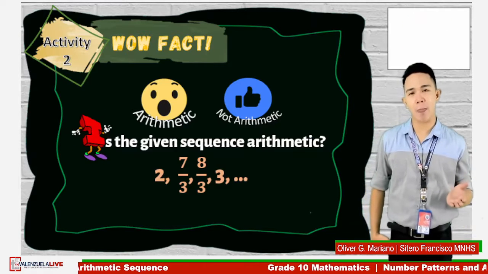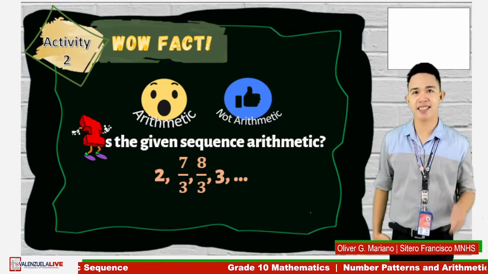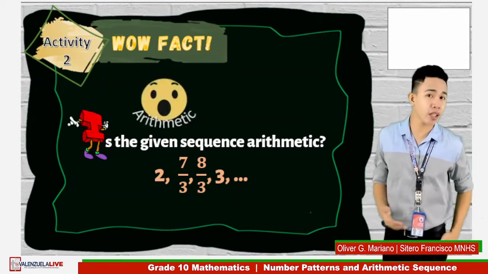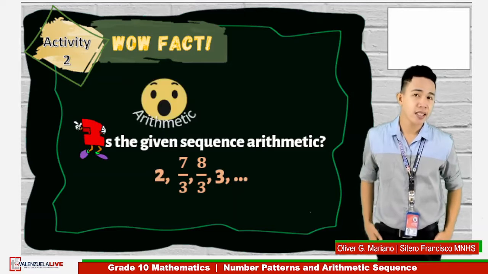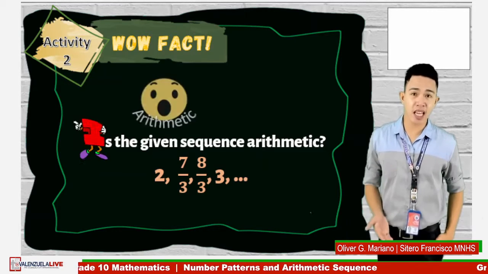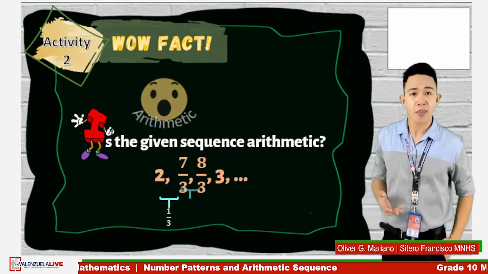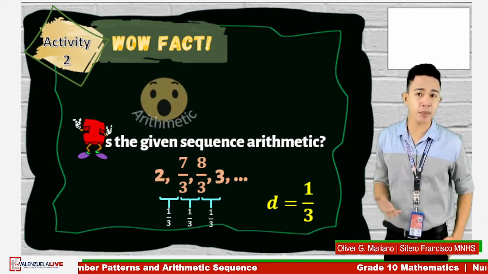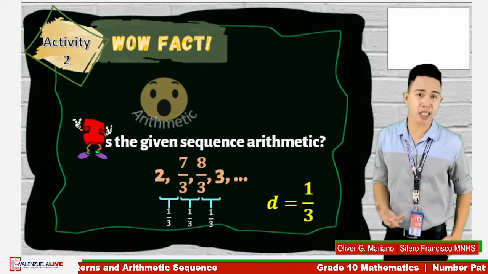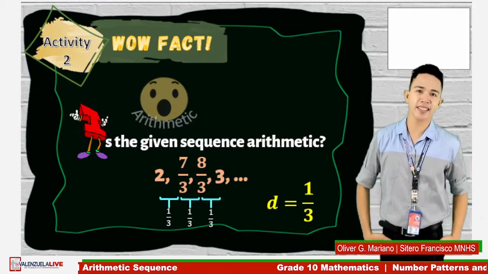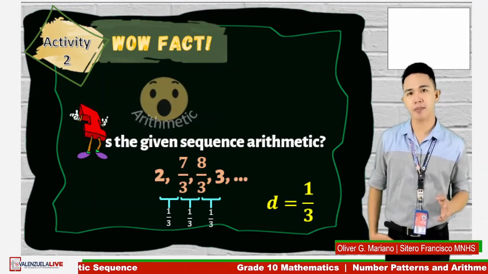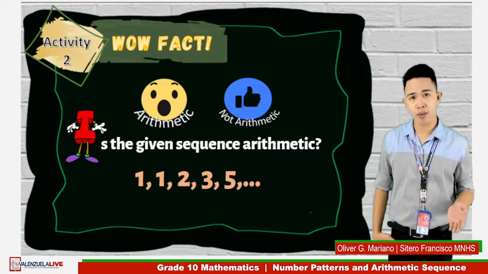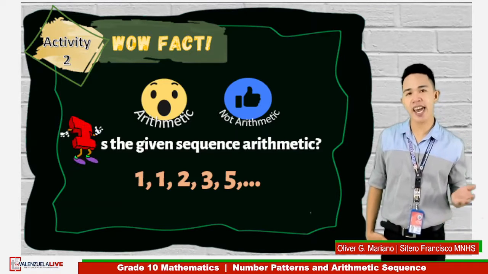Okay, time is up. The sequence is, you're right, arithmetic with a common difference of precisely d = 1/3. To show that, we can see that the difference between a term and its preceding one is constant, which is 1/3. For the last one, we have 1, 1, 2, 3, 5, and so on.